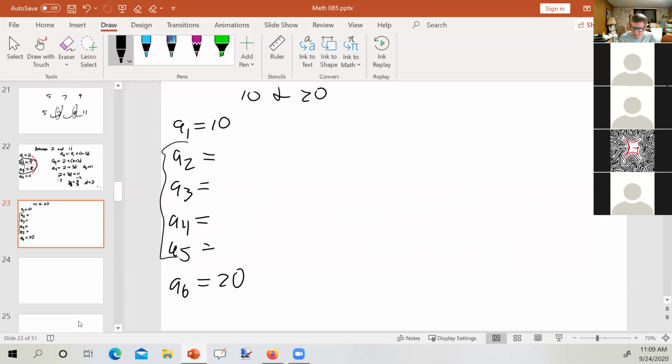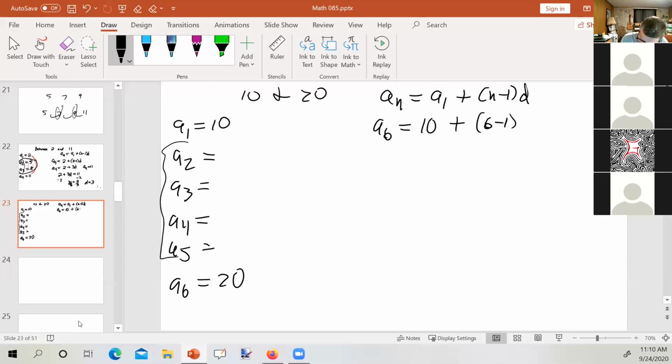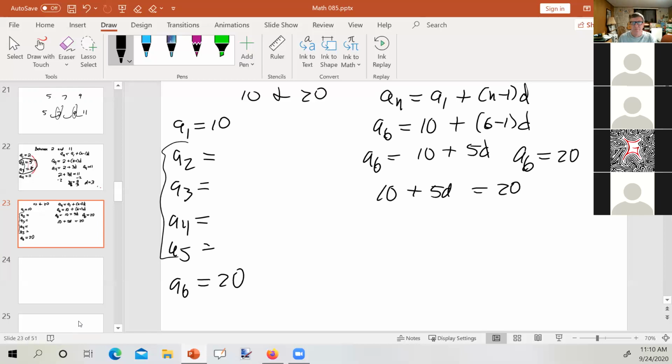Okay. So again, using a sub n equals a sub 1 plus n minus 1 times d. A sub 6 would be a sub 1, which is 10, plus 6 minus 1 times d, which is 10 plus 5d. But we also know that a sub 6 is 20, therefore 10 plus 5d equals 20.